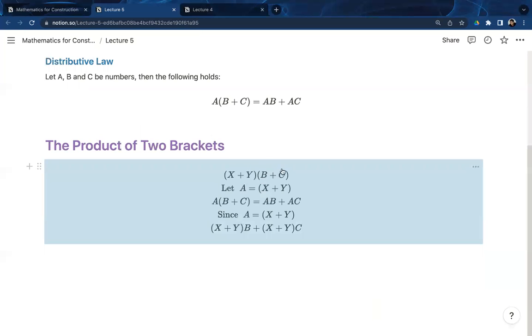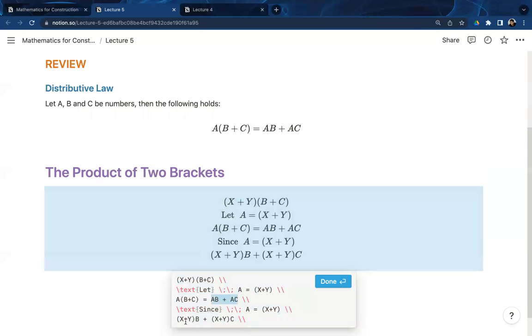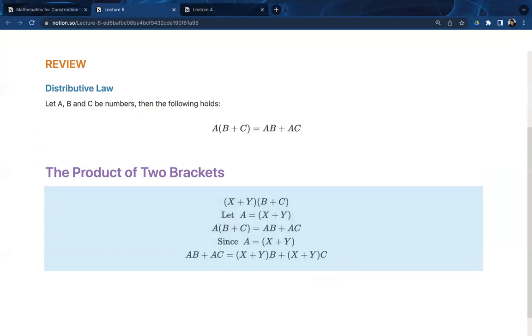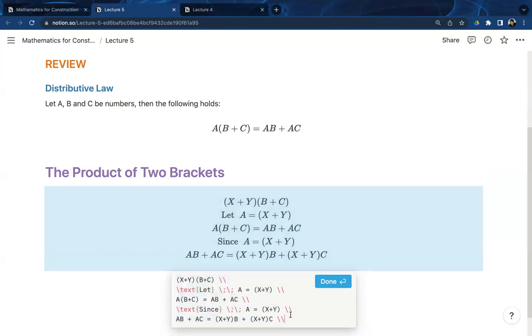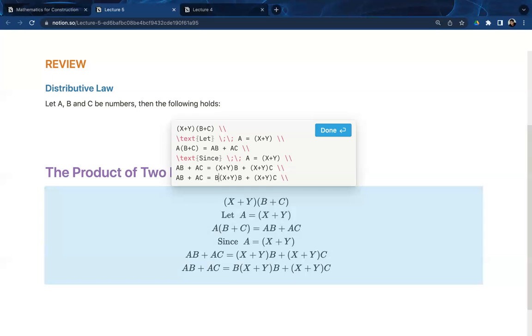I have 2 brackets and I need to multiply them. I said let the first bracket be a. So essentially I have a by b plus c. From up here, using the distributive law, a by b plus c is ab plus ac. But since a is equal to x plus y, ab plus ac is equal to x plus y by b plus x plus y by c. And if we expand this out using the distributive law again, I could write b in front and c in front.